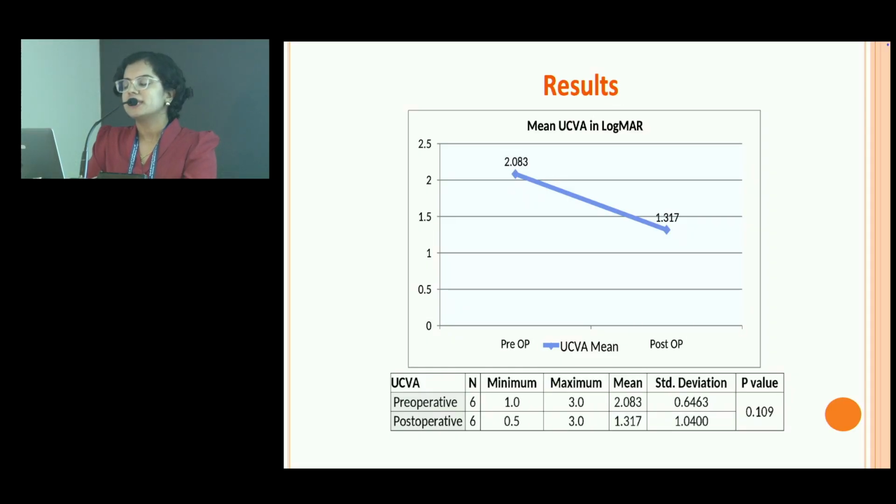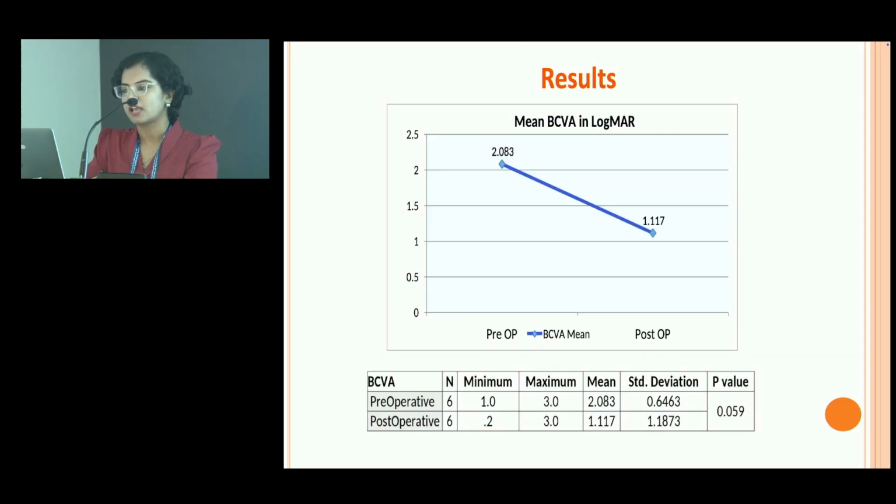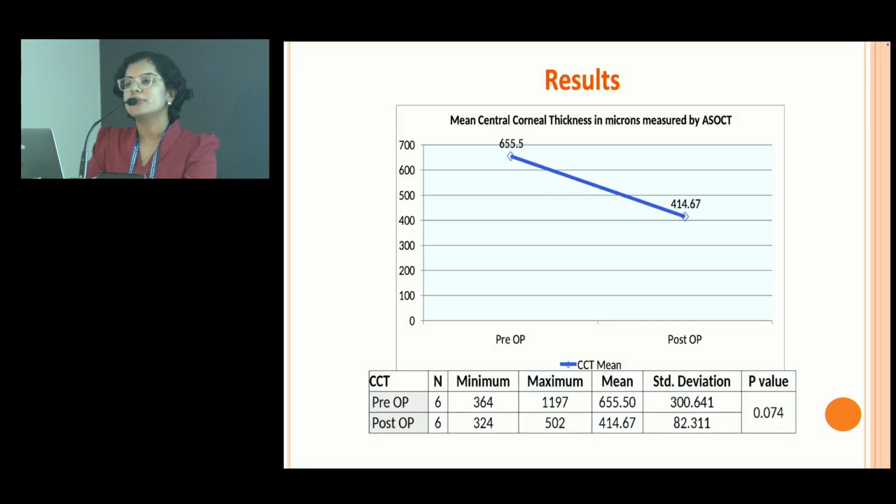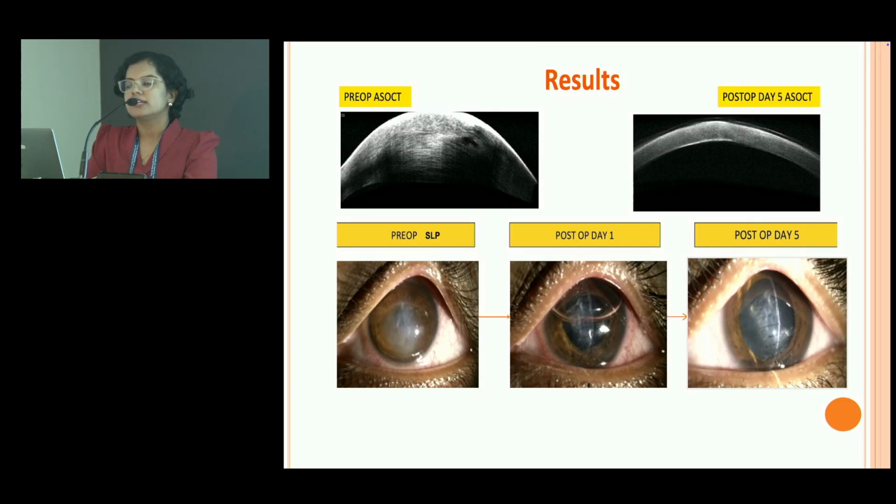Results. The mean uncorrected visual acuity improved from 2.083 logMAR to 1.317, and best corrected visual acuity improved from 2.083 to 1.117. Mean central corneal thickness measured using AS-OCT improved from 655.5 microns to 414.67 microns. These are a few clinical photographs. The first preoperative AS-OCT image shows significant corneal edema and intrastromal cleft, which can be seen reduced in the post-operative day 5 image. Below is a slit lamp photography image of the same patient, one of our patients under study.